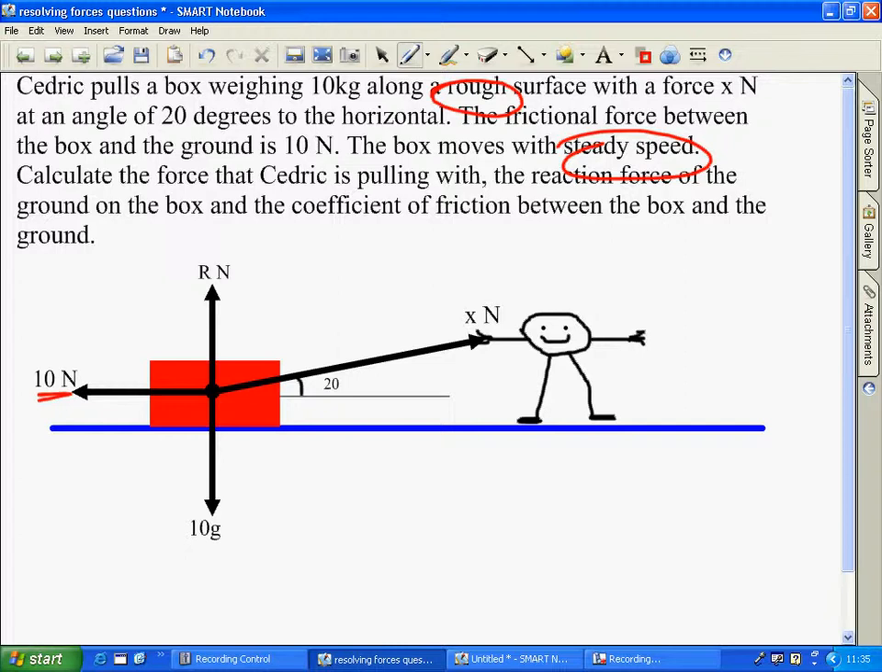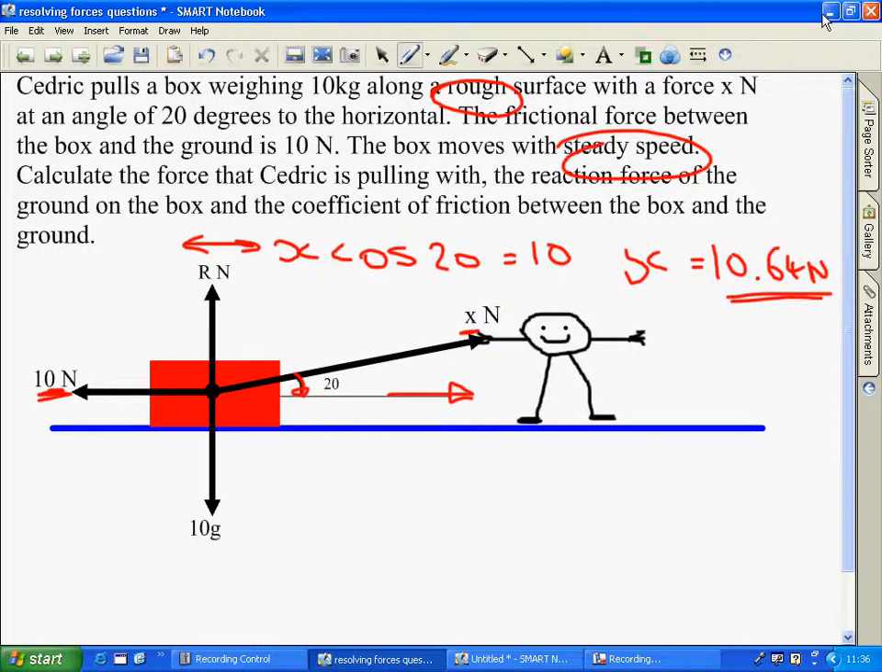So let's resolve horizontally, and we have the component here of Cedric's forces pulling with. We're moving through the angle, so that's x cos 20, and that equates to the force in this direction here, which is 10. So obviously we can easily rearrange that, and get x is equal to 10.64 newtons.